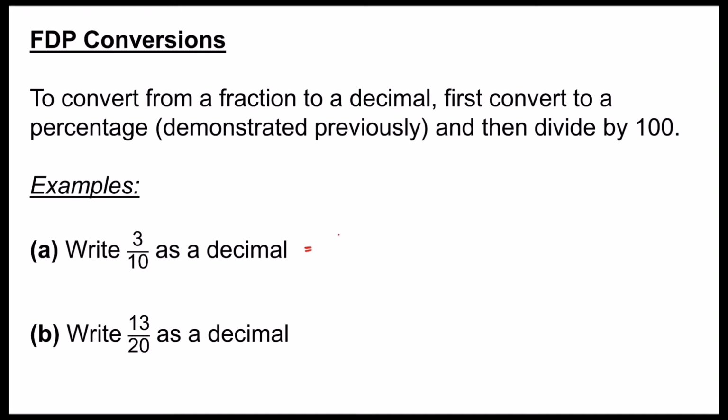I'm first going to say that 3/10 I want to write as a fraction out of 100, and I can do this by timesing my denominator by 10. That therefore means on the top I get 3 times 10, which is 30, and therefore this is 30%. To convert that percentage into a decimal, I simply divide its value by 100, and therefore I get an answer of 0.30, which is the same as 0.3.